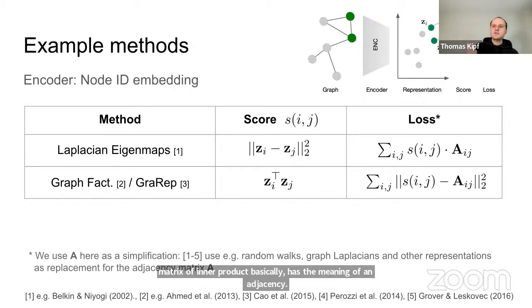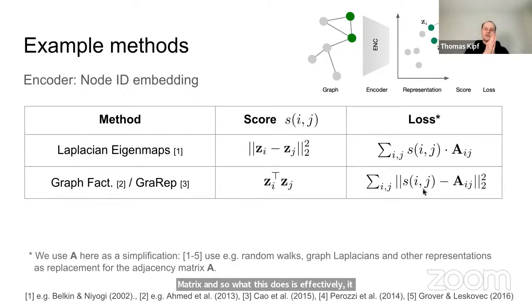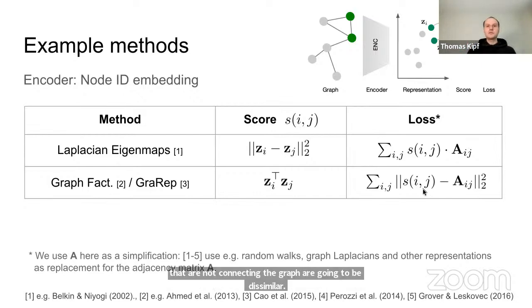And so what this does is effectively put node vectors that are connected, basically pairs of nodes that are connected in the graph, they're going to be similar. And representation vectors that are not connected in the graph are going to be dissimilar. They're going to be orthogonal, ideally, and have an inner product of 0.